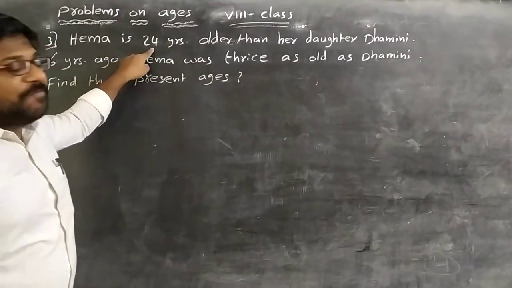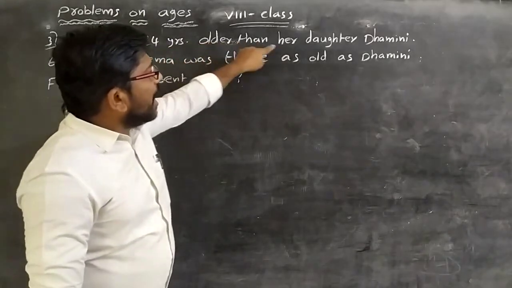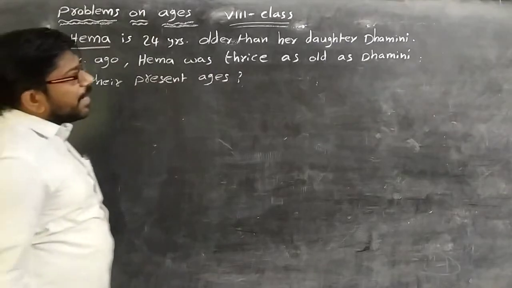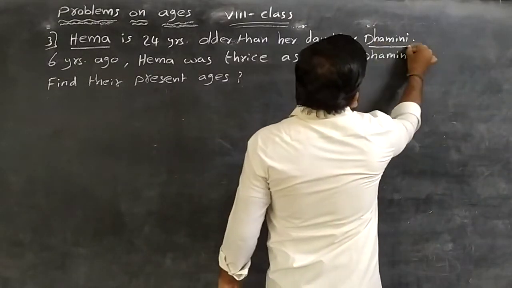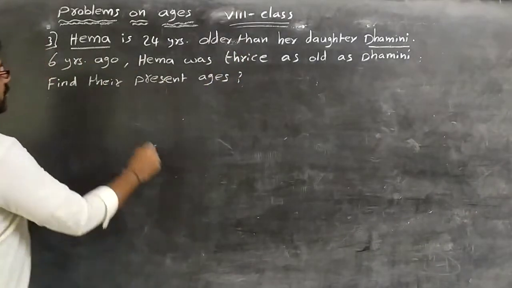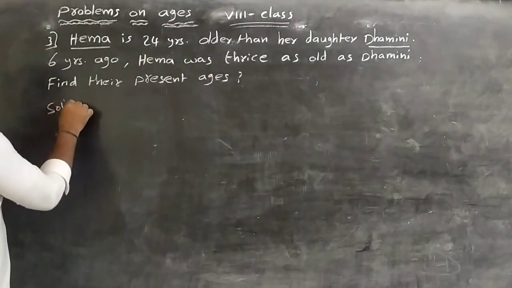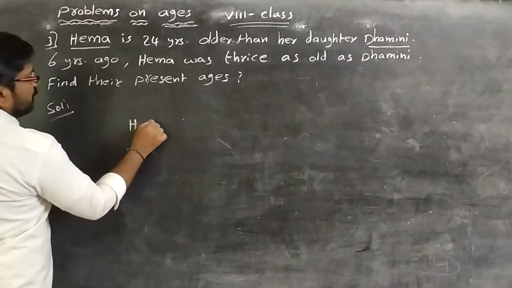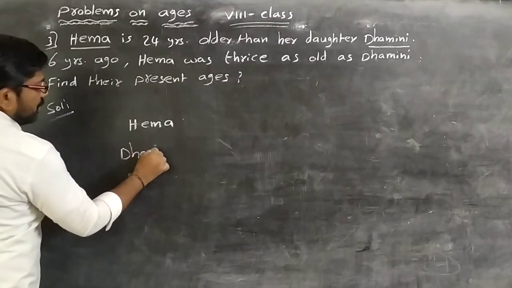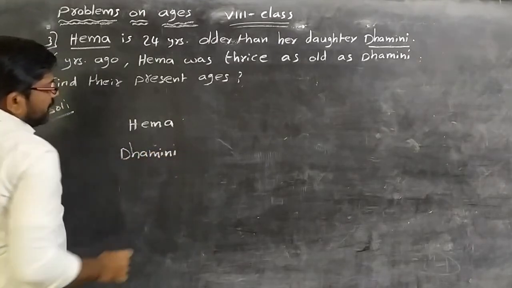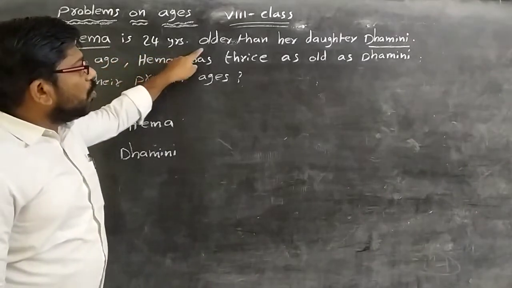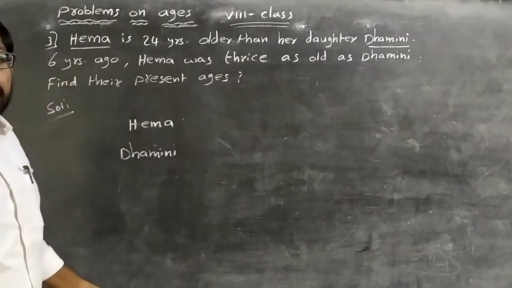Hema is 24 years older than her daughter Damini, right? So there are two persons. One is Hema and another one is her daughter Damini. So write in the table, first Hema and her daughter Damini, right? Hema is 24 years older than her daughter Damini.